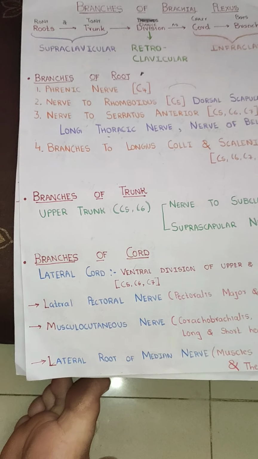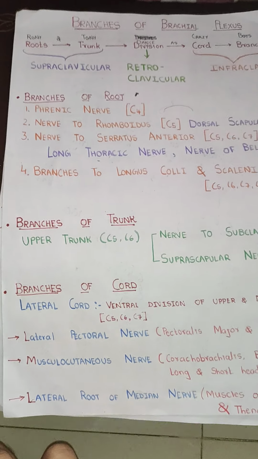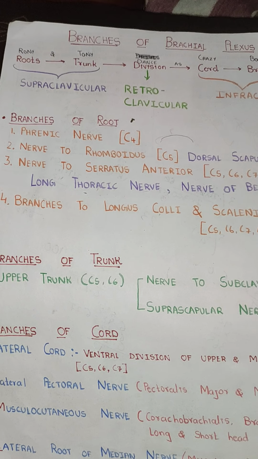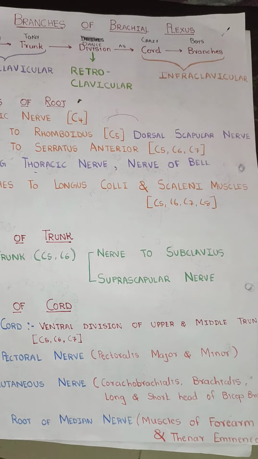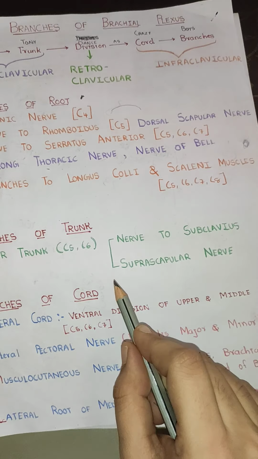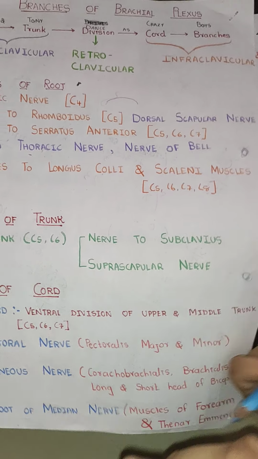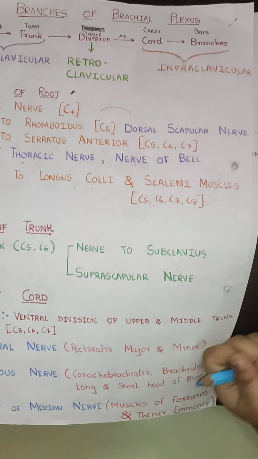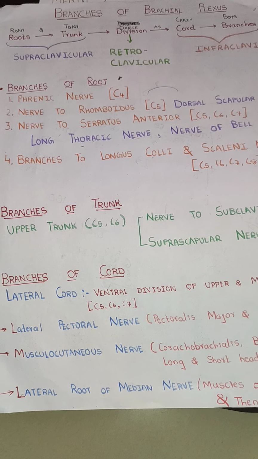Now let's learn the branches of trunk. Only upper trunk gives the branches. Now upper trunk is formed by C5 and C6 root value. So the branches will also have the same value. It includes nerve to subclavius muscle and suprascapular nerve. One is above the scapula, that is suprascapular, and one is below the clavicle, that is subclavius. Its root value will be C5, C6.